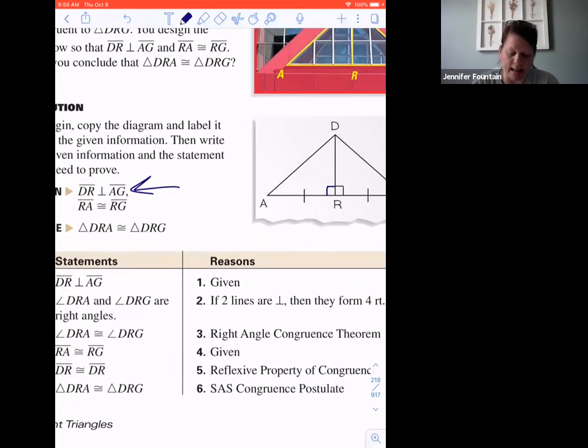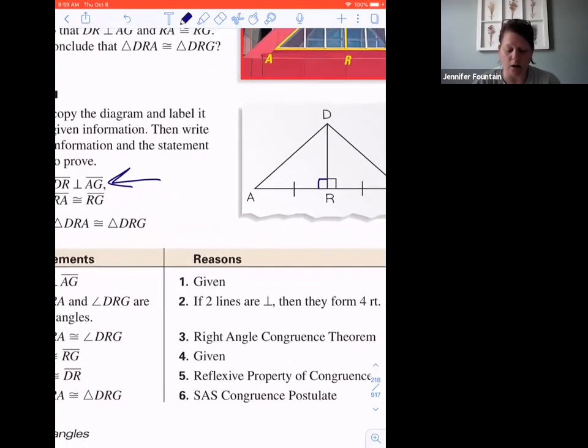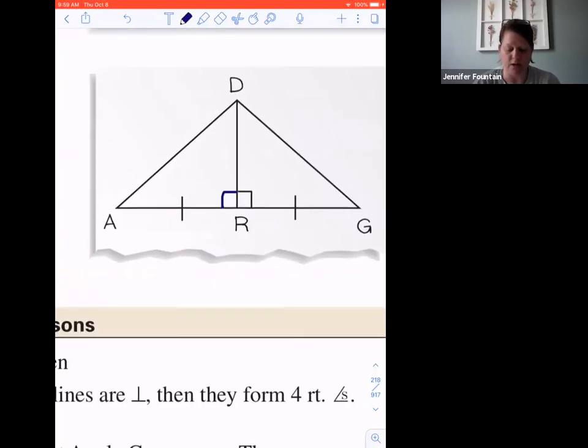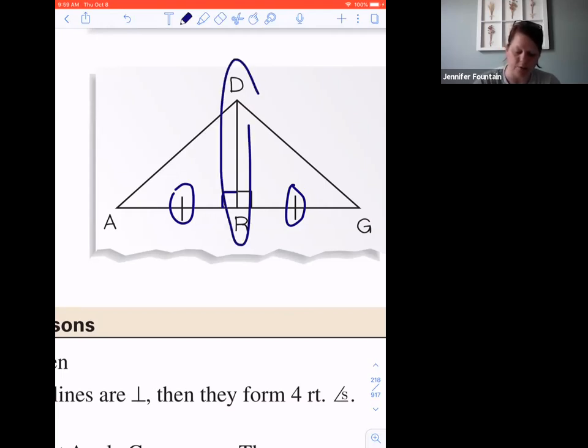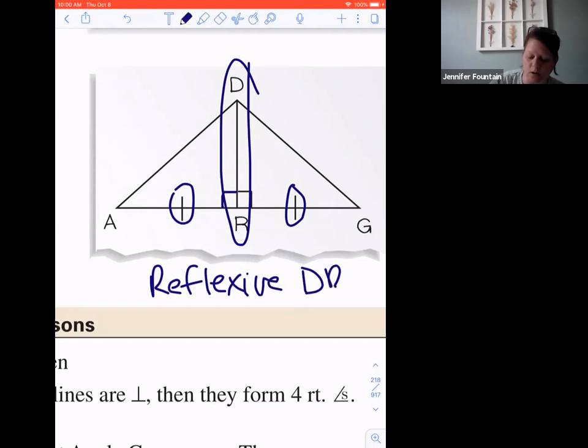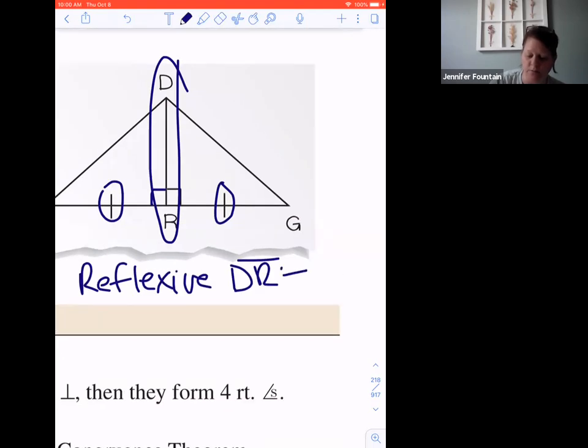I know that RA and RG are congruent. I know that based on my little hash marks here, and because my proof told me that these are congruent to each other. Also, what do I notice here? That DR is a common side. So using the reflexive property, I know that DR is congruent to DR, right?